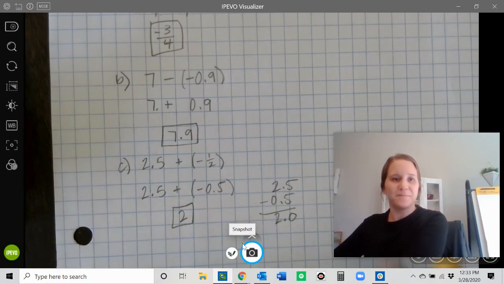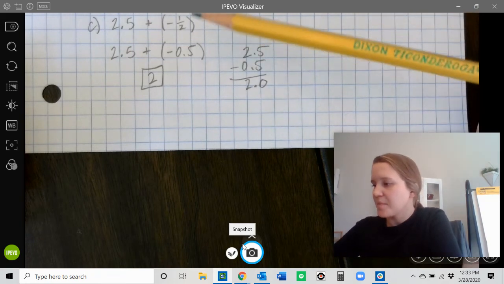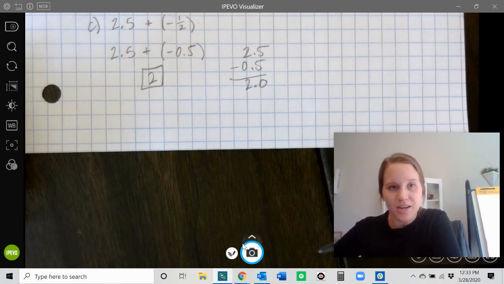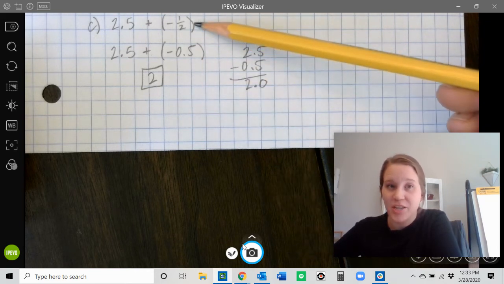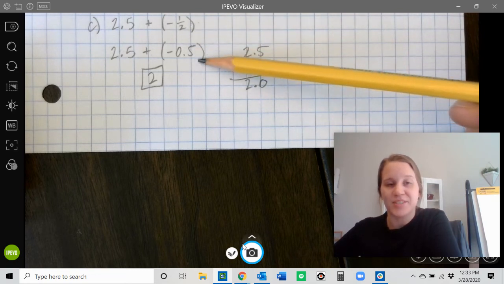Here's my solution. This is just the question rewritten. It was already addition, so I don't need to worry about keep, change. I like decimals for this question. I did change negative 1/2 into negative 0 and 5/10. Those two numbers are equivalent.